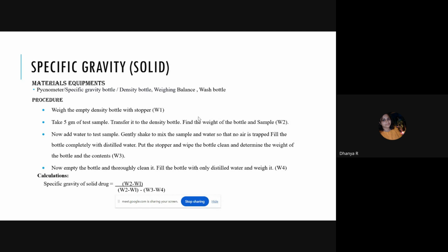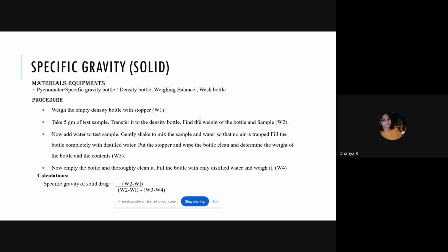क्या होता है, कभी लम्स होते हैं, नहीं तो पानी अच्छे से जाता नहीं है। आप 2 घंटे तक इसको सोक करके भी रख सकते हो। सोक करके रखने के बाद फिर आगे पूरा बॉटल फिल कर सकते हो, नहीं तो एक बार हिला के सैंपल को अच्छे से आप मिक्स कर सकते हो। Then fill the bottle completely with distilled water, put the stopper, wipe the bottle clean and determine the weight of the bottle and the contents. So now we have water and powder and pycnometer. W3 में पाउडर का वेट भी आ गया, पानी का वेट भी आ गया एंड the bottle's weight also has come.